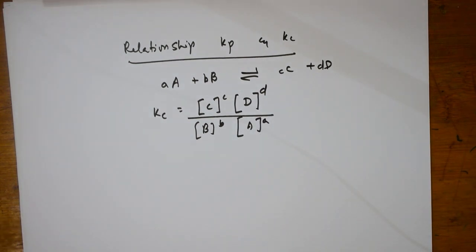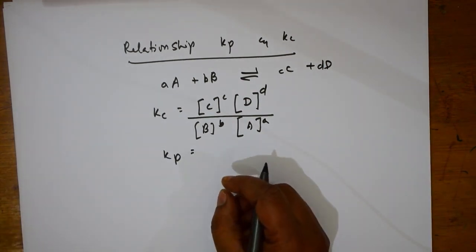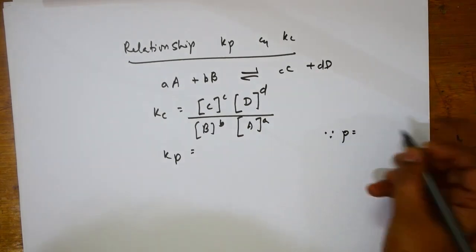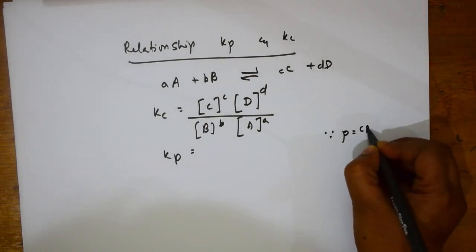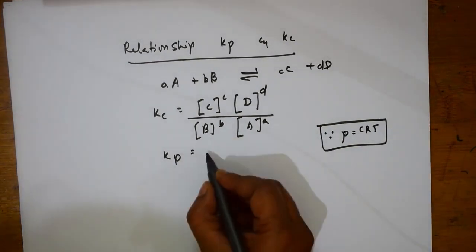This is your Kc. Now when I have to write about Kp, how will I write for this? Since partial pressure is given by PV = nRT, like that, PV = CRT. This is the concept, isn't it? So I'm going to write in terms of this. So now how will I write?